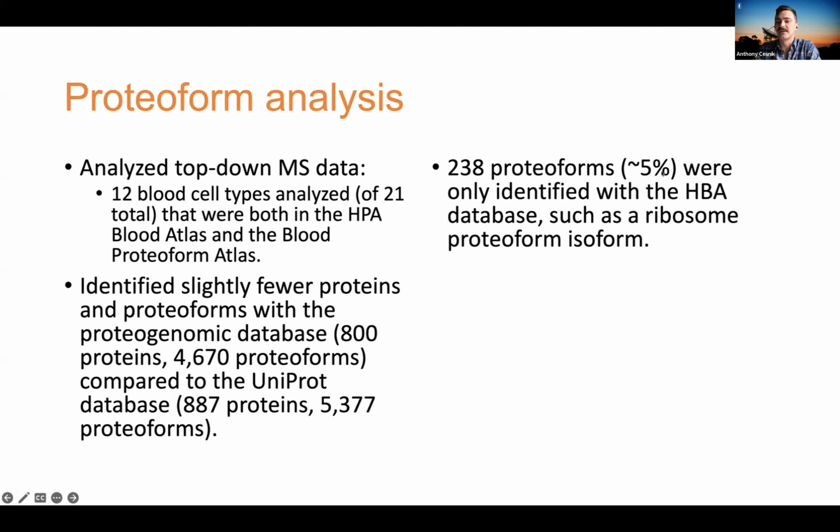So we're not finding that many more with that database. And in this case, it was actually good. It's kind of a negative result that got me on the paper, I guess, because it shows that just using the UniProt database is fairly comprehensive, and we're not missing a bunch.